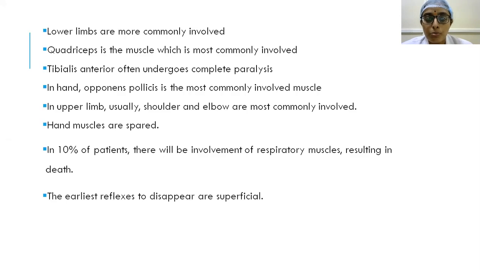In 10% of patients, there will be involvement of respiratory muscles. Because of the respiratory paralysis, the prognosis is fatal. Usually, the superficial reflexes are the first reflexes to disappear because it is a lower motor neuron type of condition.